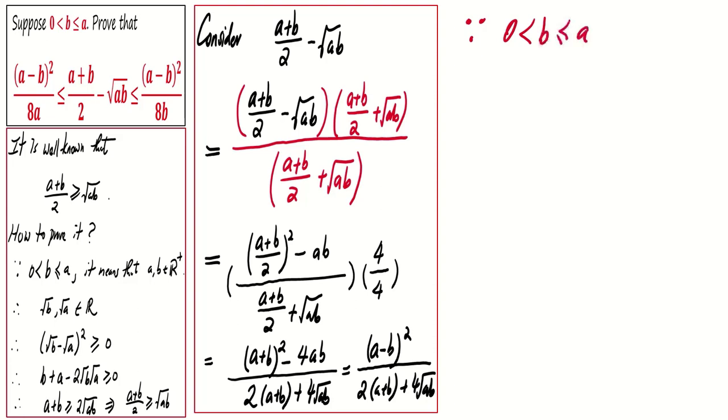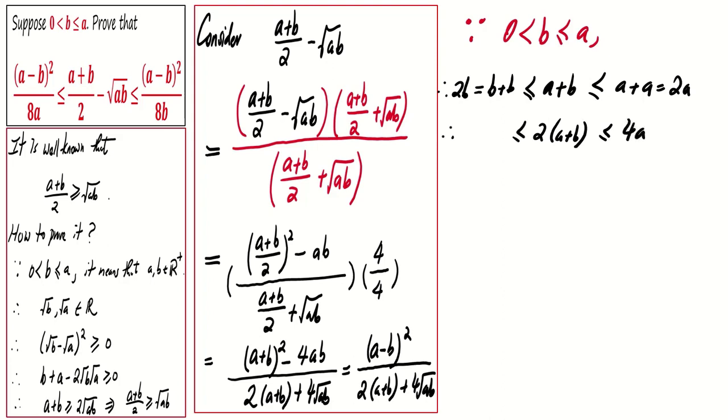Since 0 < b ≤ a, we know that a + b will be less than or equal to a + a and greater than or equal to b + b, which means that a + b is in between 2b and 2a. So double of a + b will be in between 4b and 4a. Now we obtain the first inequality that we want.